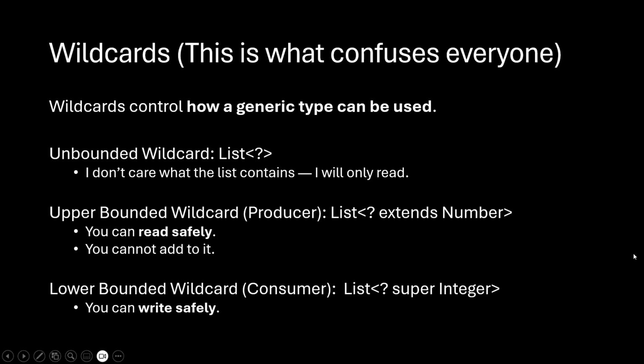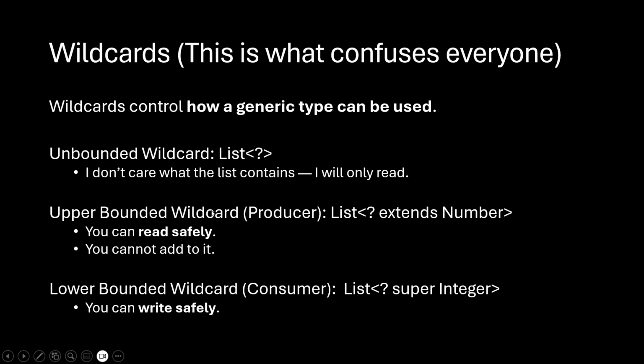Okay, now that we've talked about bounded parameters, let's talk about wildcards, which is basically an extension of bounded parameters. And this confuses the hell out of people. So wildcards control how a generic type can be used. We have different types of wildcards. We have an unbounded wildcard, which basically says, okay, we don't care what the list contains because we're only going to read the value. And this wildcard is denoted by a question mark. And we're using the list interface as an example.